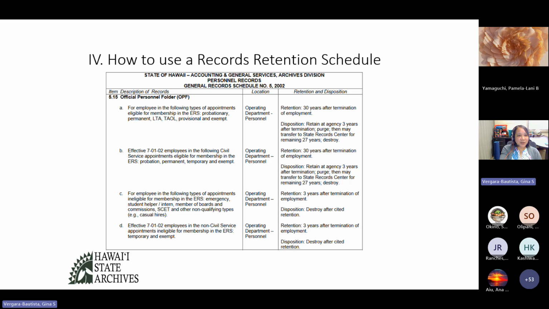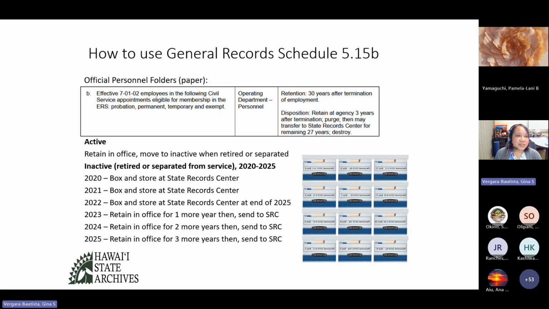So I already went through that. This is another view of the official personnel folder. So we're going to use this as an example. So we're going to look at Schedule 5.15B and apply it. So let's say that you have records from 2020 all the way up to today. To manage official personnel folders, and you can apply this to other types of records too.